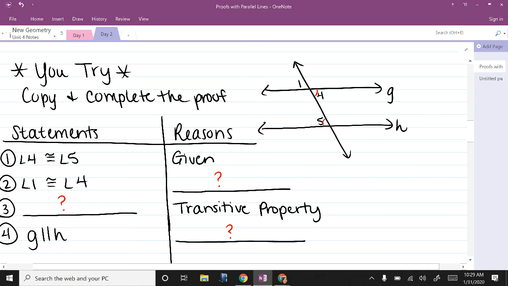Fill in the 3 blanks. All right, discuss them with somebody, please.